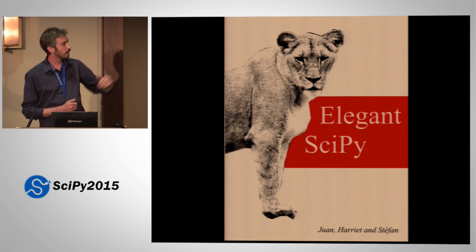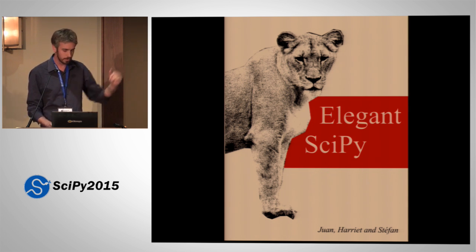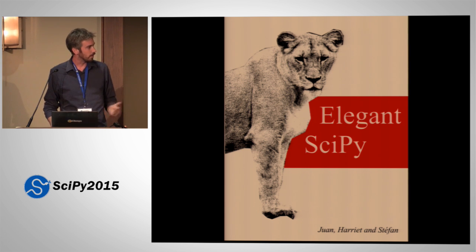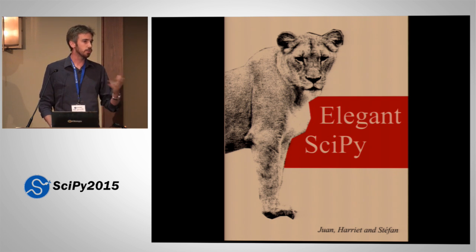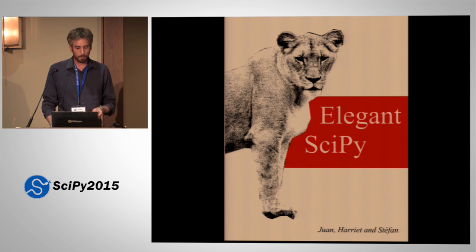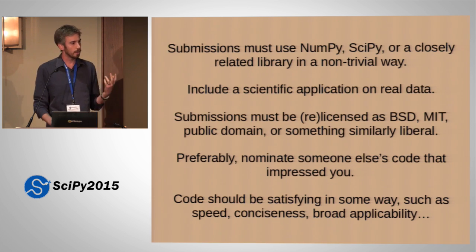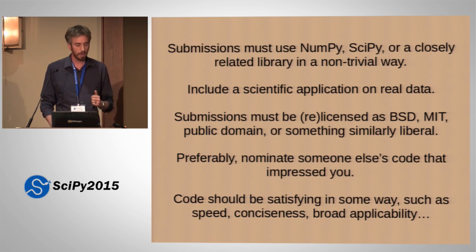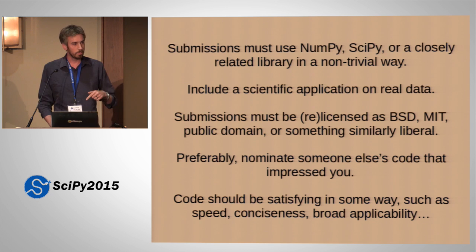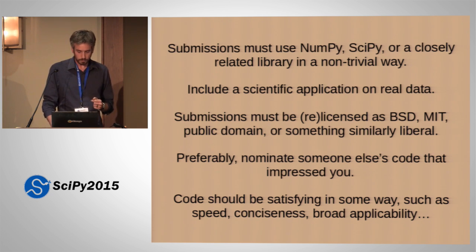So Elegant SciPy, I would like to show you this book that we're going to write in collaboration with Juan Nunez-Iglesias and Harriet Dashnow. So now I just need to write the book, and I need to know from you what I should put inside of the book. So we need elegant SciPy code snippets. The snippets must be for NumPy and SciPy. It must be applicable to the real world, BSD licensed or public domain. Preferably, you would nominate someone else's code.